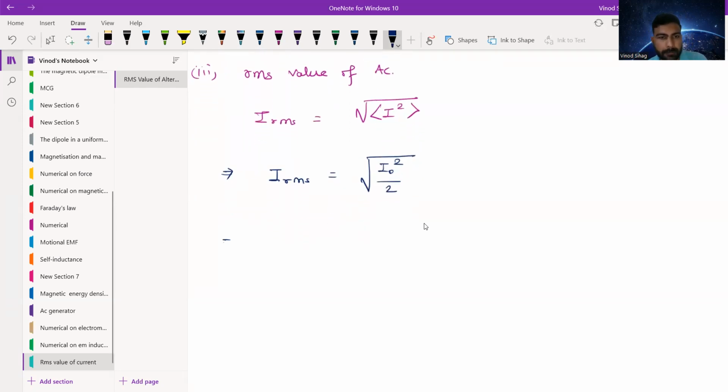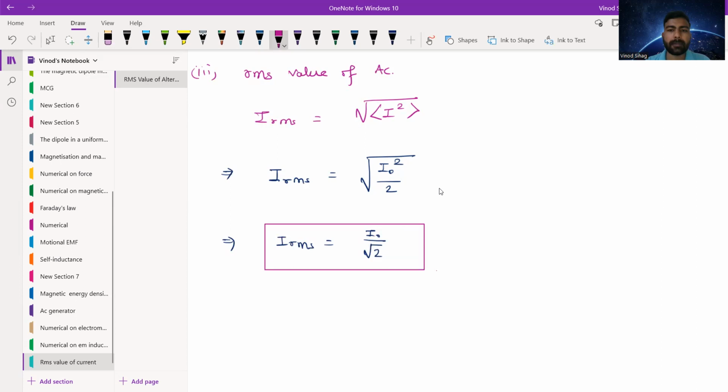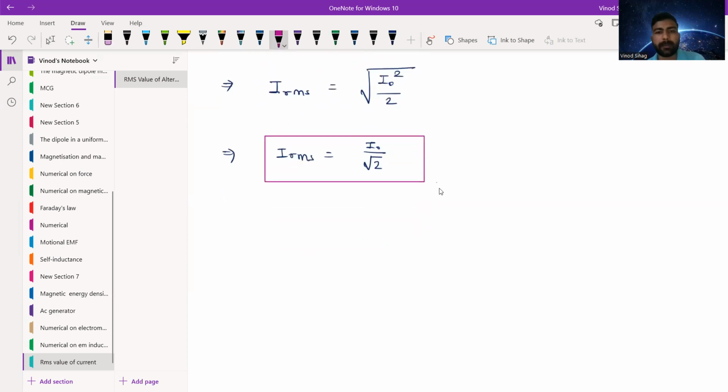Now we will get the equation as IRMS will be the square root of I naught square, which is I naught, and the square root of 2 is square root of 2. So this is the well-known equation of RMS current, or we can say the RMS value of the alternating current. And sometimes it is written as IRMS equals 0.707 into I naught. It is also correct because we know that 1 upon square root 2 is nothing but 0.707.